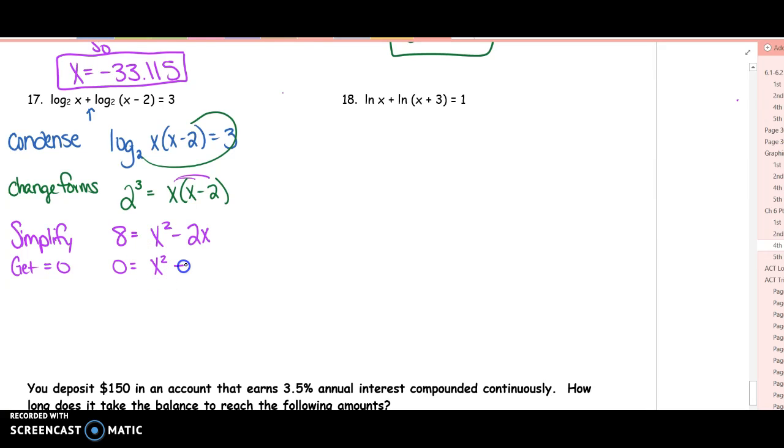So we have x squared minus 2x minus 8. We are going to hope that these factor. Sometimes they don't, but often they do. Our next step is to attempt to factor.